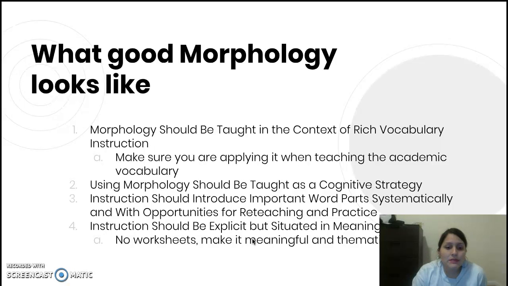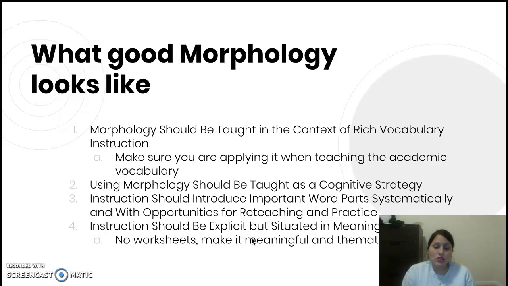The next principle is that instruction should introduce important word parts systematically and with opportunities for reteaching and practice. So again, we want to make sure that it is a concept that is spiraling back throughout the week, throughout the month, throughout the year. It should be something that students are able to practice almost every day. Teachers are talking about it every day. The more they hear it, the more they practice it, the easier it will be for them to retain that information.